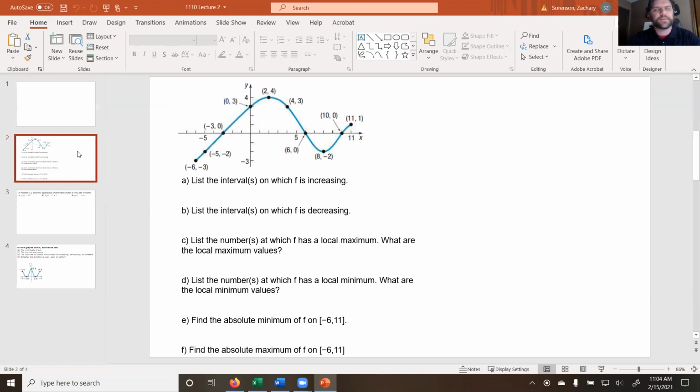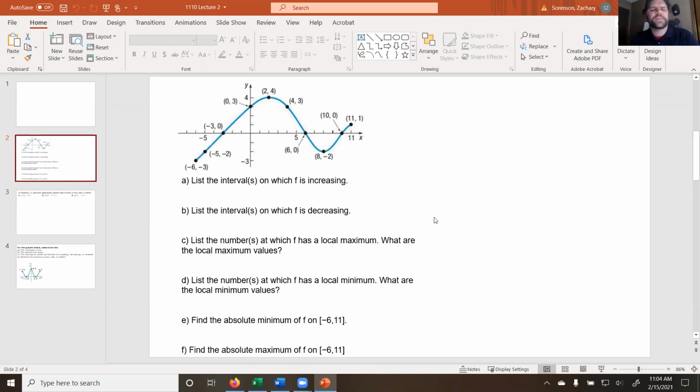So that's section 3.3, I believe. No, 3.2. I think it's 3.2. And so the rest of 3.2, we talked about the graph identifying pieces of information. And now we need to talk about the concept of increasing, decreasing, and local min and local max.